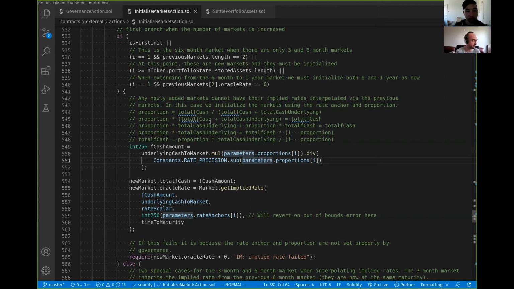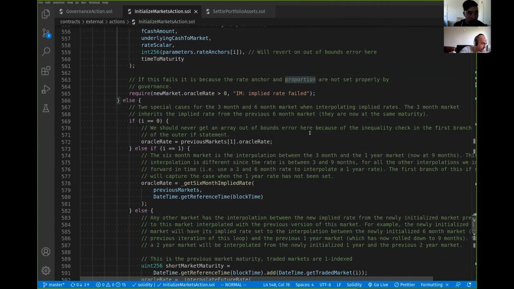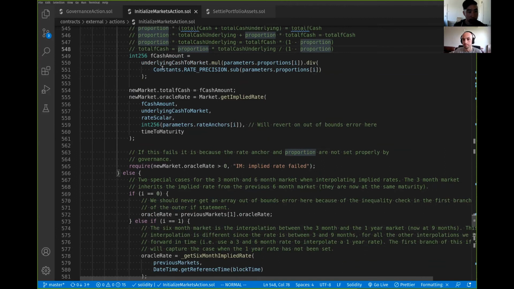Right. And so that's a similar reason why in this case we initialize the 6 month market as new every time. When we only have one market, the three month Fcash market, as a reference point, we don't want to draw the curve using the 0-day rate, which is the compound rate, since it can be volatile. So in this case, we calculate the Fcash amount based on the proportion, and we set the Oracle rate to the implied annualized interest rate of this particular proportion, total Fcash, the amount of underlying cash going to the market, and the rate anchor that has been set by governance.